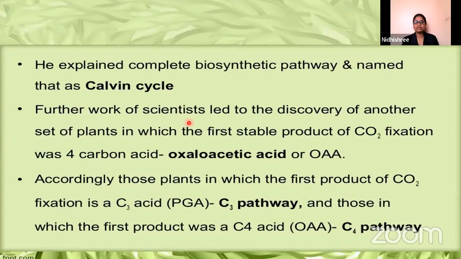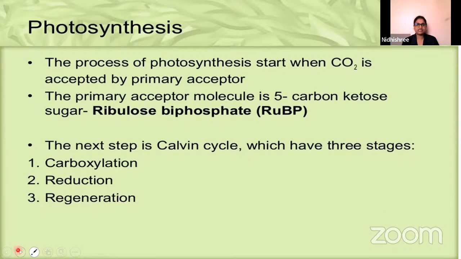So further work of scientists on this Calvin cycle led to the discovery of another set of plants in which the first stable product of carbon dioxide fixation was a 4-carbon compound, OAA, oxaloacetic acid. Plants in which the first product is PGA, phosphoglyceric acid, are called the C3 pathway. Plants in which oxaloacetic acid is produced as the first carbon compound are called the C4 pathway. Fine. In photosynthesis, the primary acceptor molecule is the 5-carbon ketose sugar ribulose bisphosphate, RuBP.